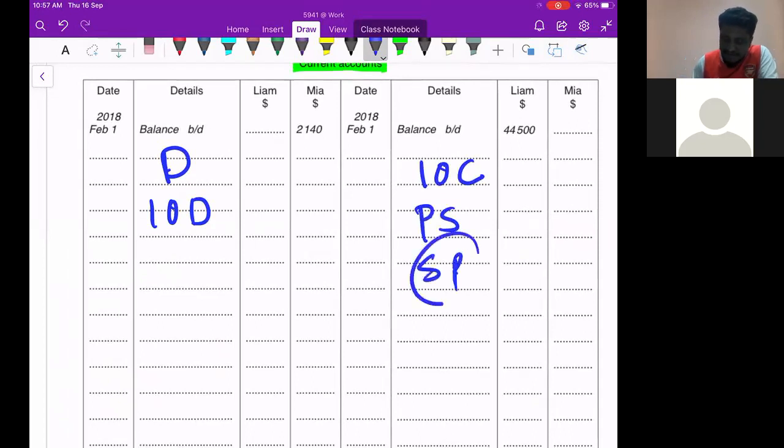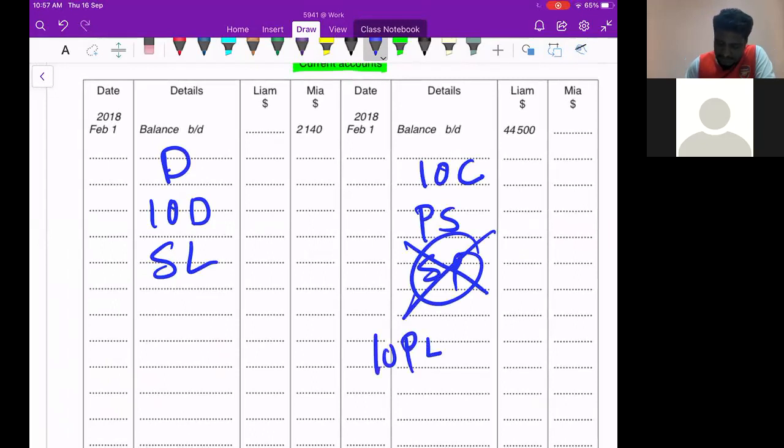Share profit will be here, but in this question we don't have share profit, we have a share loss, so share loss will be here. And one more extra thing is partners loan, interest on partners loan, accrued will be here, but this question doesn't have interest on partners loan, so we don't need to care about that. So you need to remember the format first. Okay, let me start.